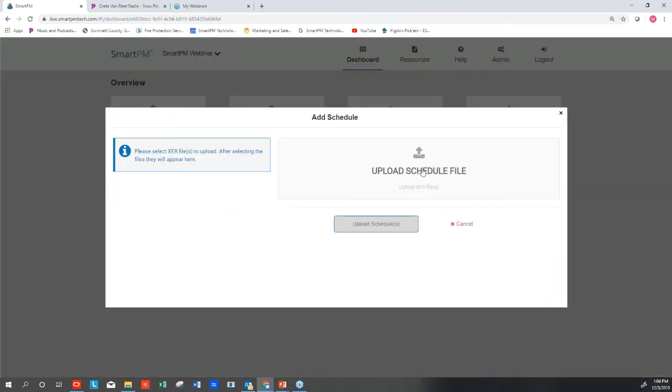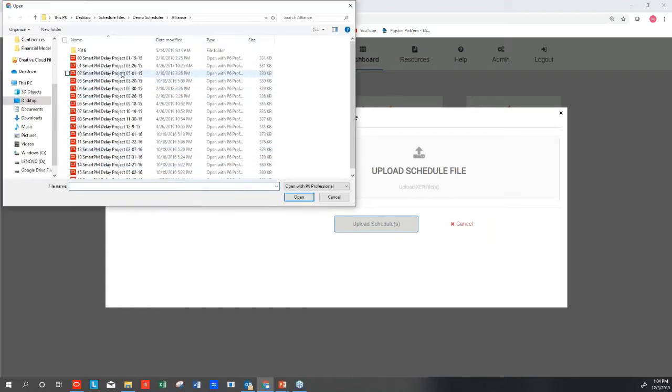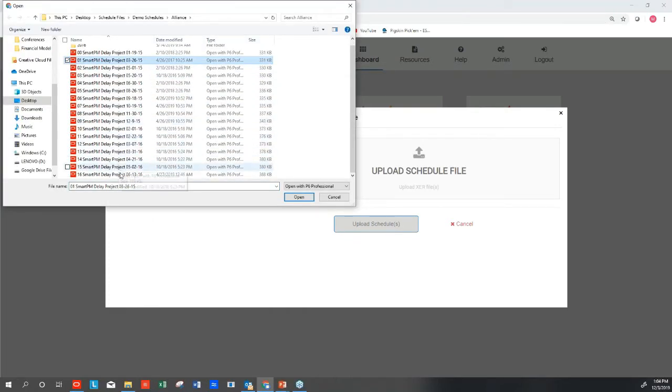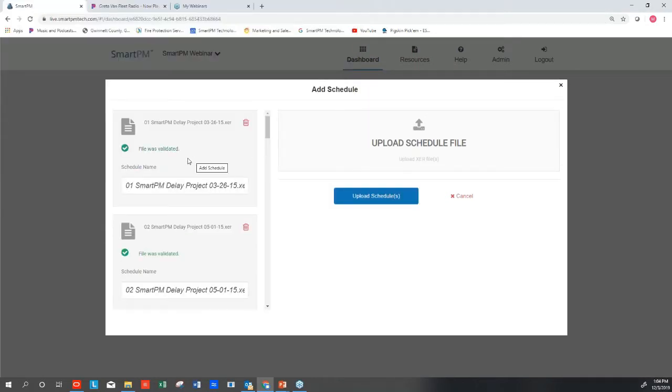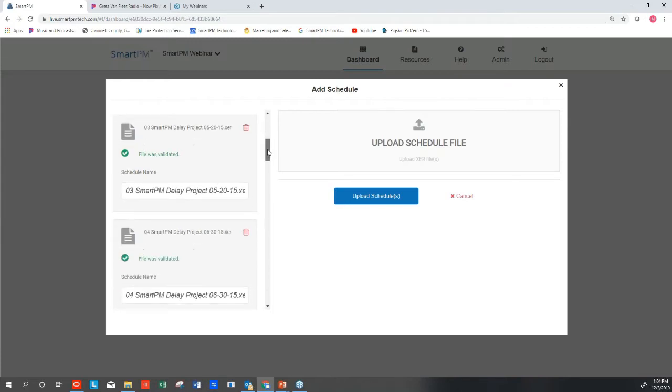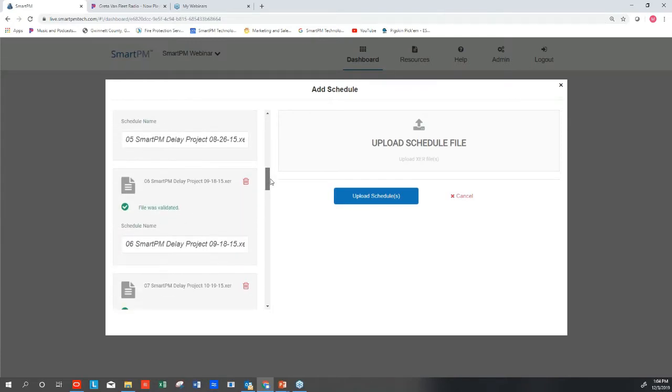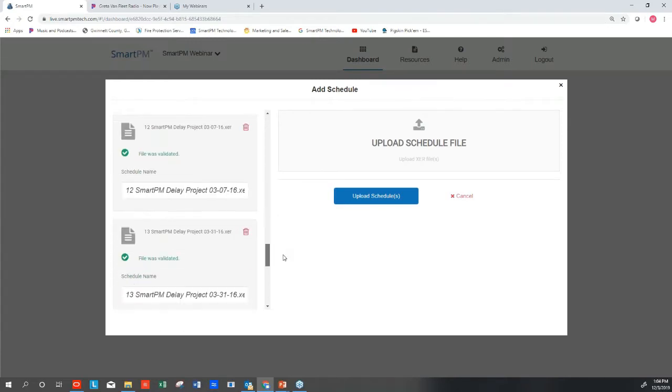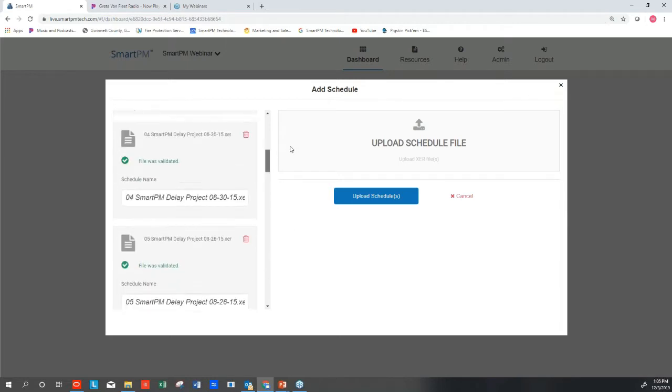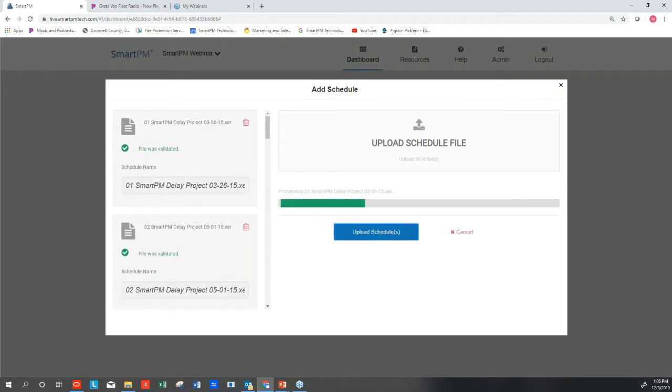I want to add all the subsequent updates right here. You'll see that we have about 16 schedules. I'm going to load them in. The program's going to take a quick look, see that all these schedules are validated, that there's no problems with those schedules, and once they are all validated, I'm going to upload them into the program, at which point the program's going to kick off a number of analyses.